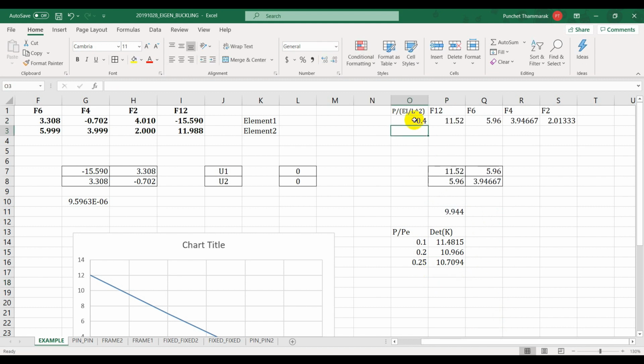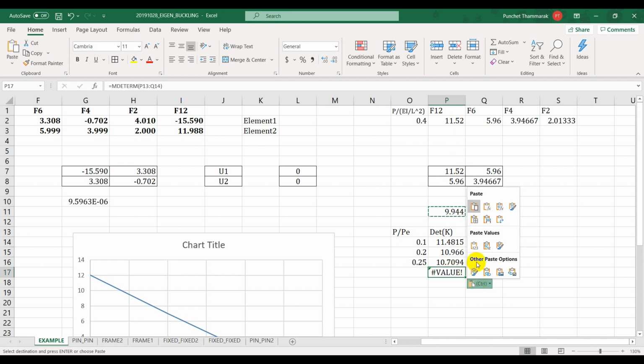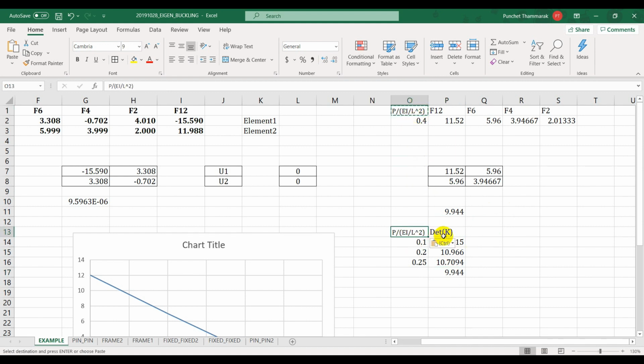0.4. You have to keep in mind the definition: this is not the P over PE, this is the P over EI over L square. So this is equal to 3.14 times, right? The EI over L square is not the buckling load. It is less than PE by 3.14 times.